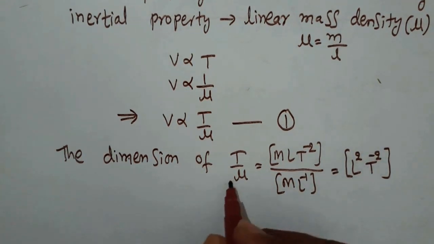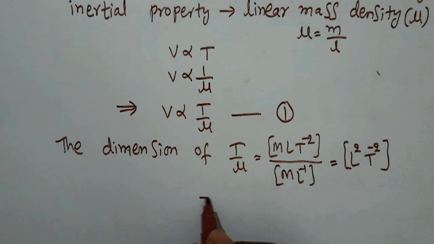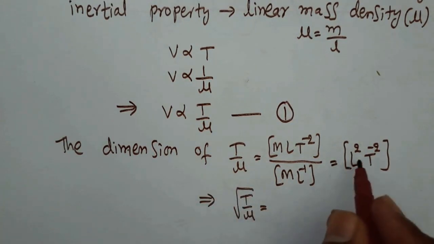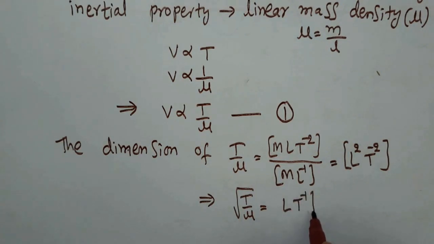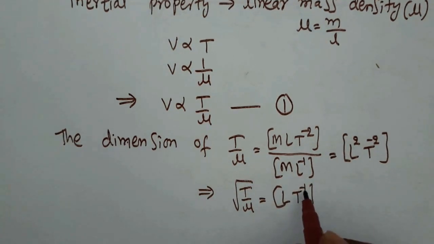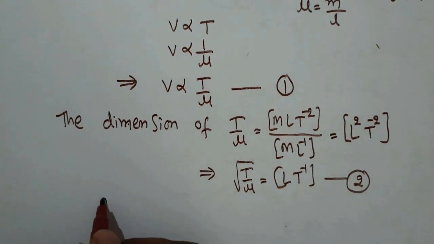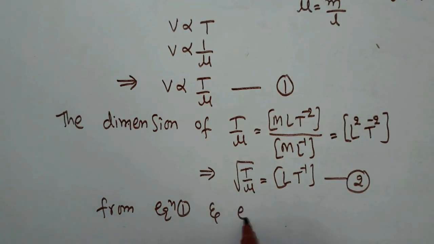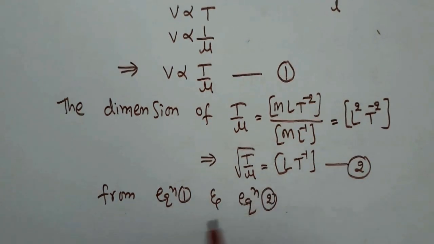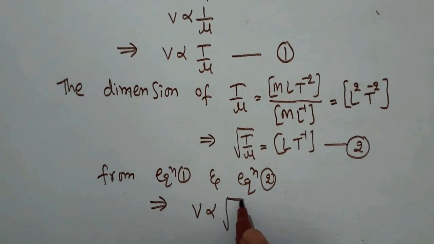So here I am taking the square root on both sides. So the square root of T by mu we can write as L T to the power of minus 1. L T to the power of minus 1 is the dimensional formula for velocity. Let us take this as the second equation. So from equation 1 and equation 2, we can write velocity v is directly proportional to the square root of T by mu.